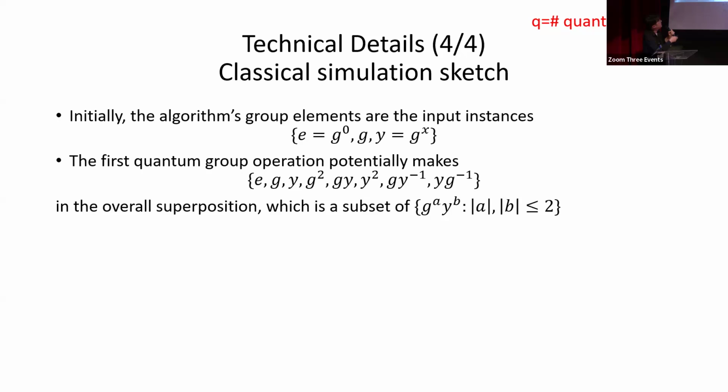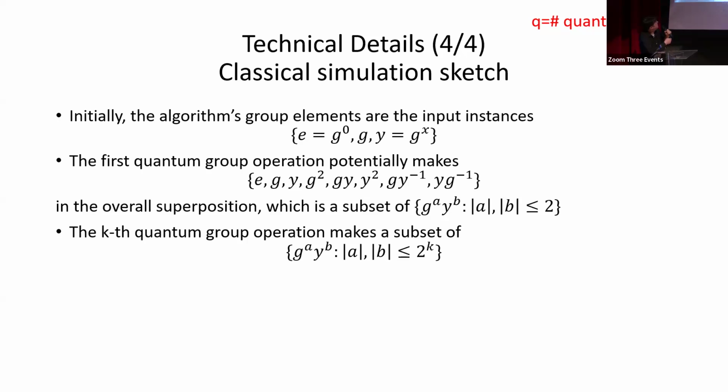The first three existed initially, and G squared can be computed by G times G, and so on and so on. They can all be represented by G to the A, Y to the B, where A and B are quite small, less than 2. We can apply this idea more and more.